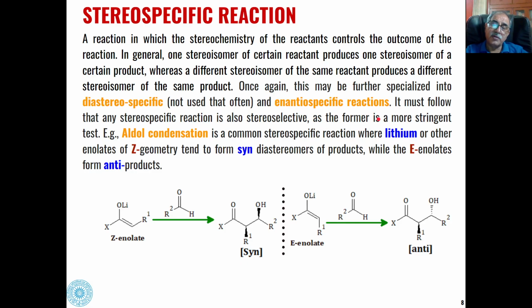For example, you have seen in the previous slides that pyruvic acid is converted into lactic acid through an enzymatic reaction. Only one enantiomer is formed. So such a conversion is called an enantiospecific reaction.